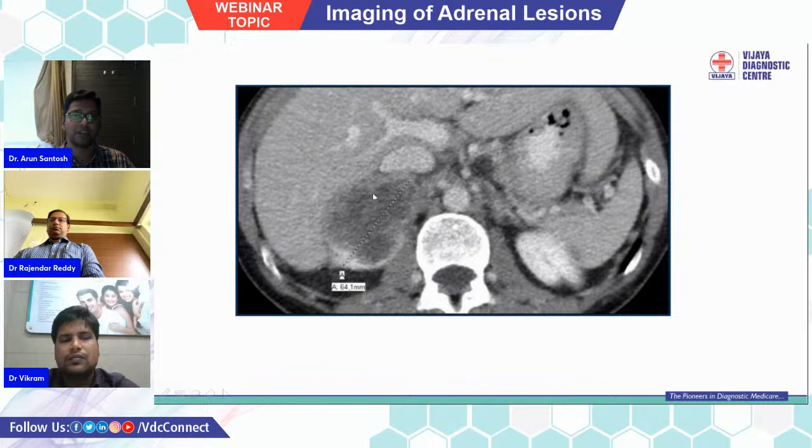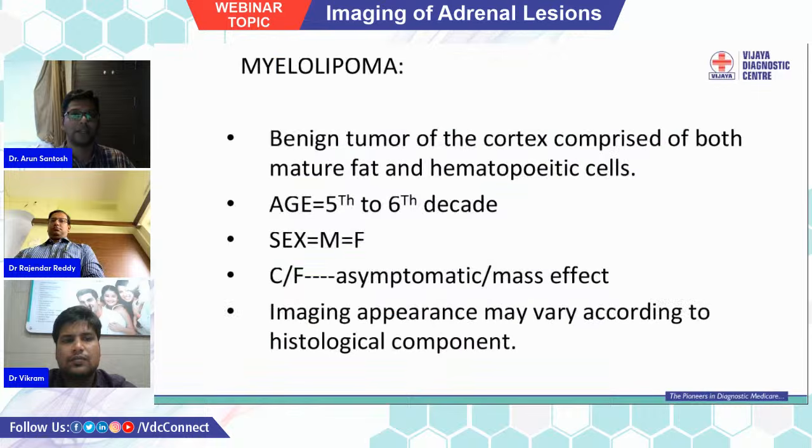However, the adrenal is a very common site of metastasis in the case of CA lung. That's why we include adrenals in the CT lung protocol. So next, coming to myelolipoma, this is a benign tumor containing a significant amount of fat.